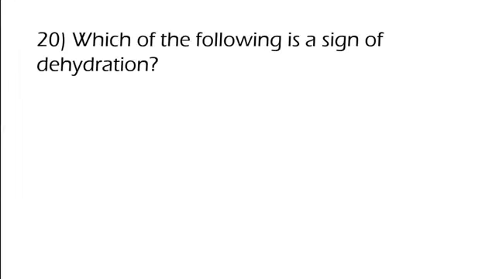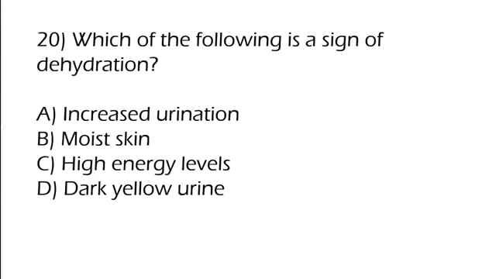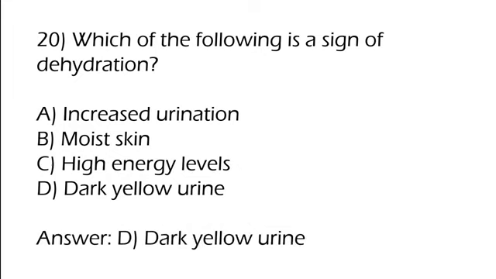Which of the following is a sign of dehydration? Increased urination, moist skin, high energy levels, dark yellow urine. The correct answer is option D, dark yellow urine.